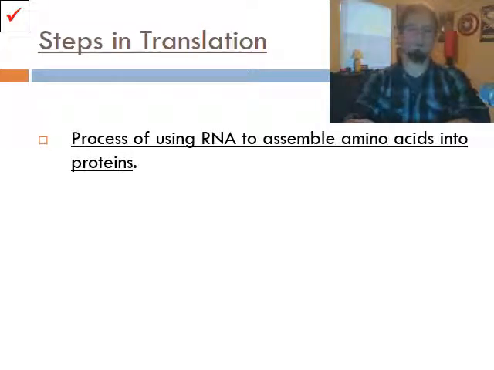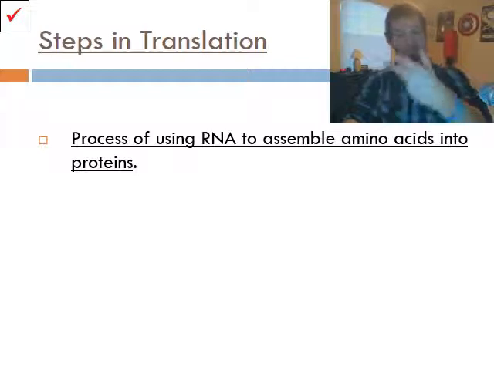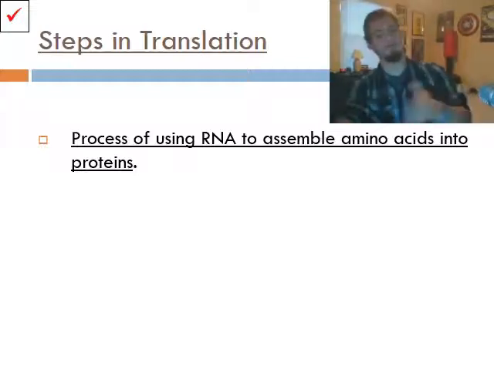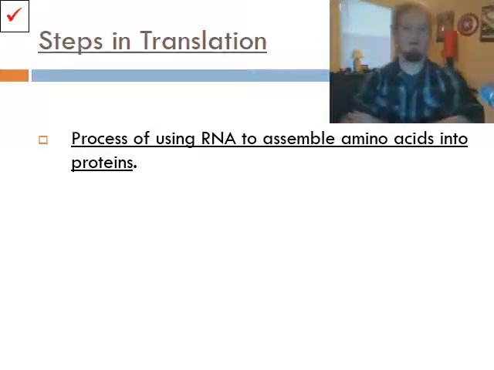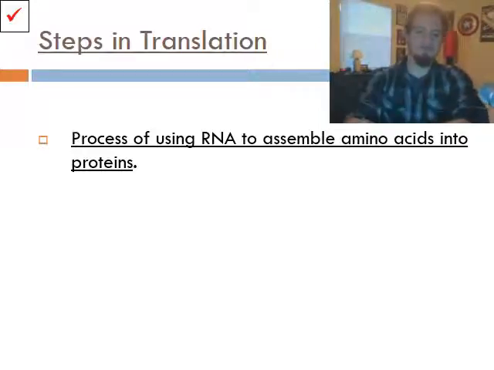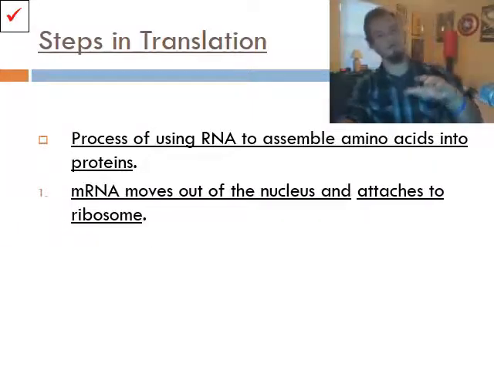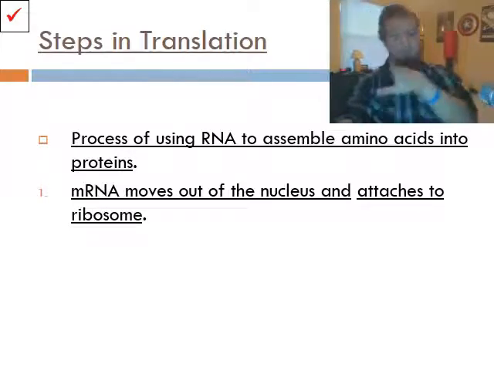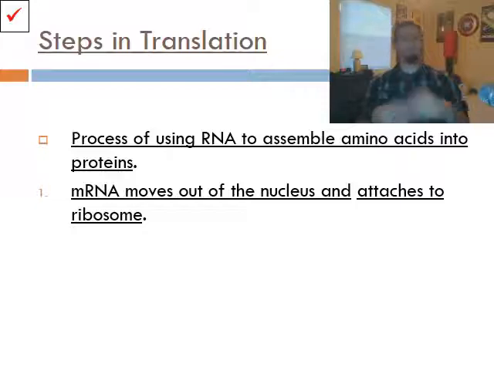So the steps in translation. Once we have the DNA to RNA through transcription, we have to go through translation, which is RNA to protein. With translation, the process of using RNA to assemble amino acids into a protein, the first step we need to do is the mRNA moves out of the nucleus and attaches itself to the ribosome. Now if you remember, the ribosome is where the protein is created.